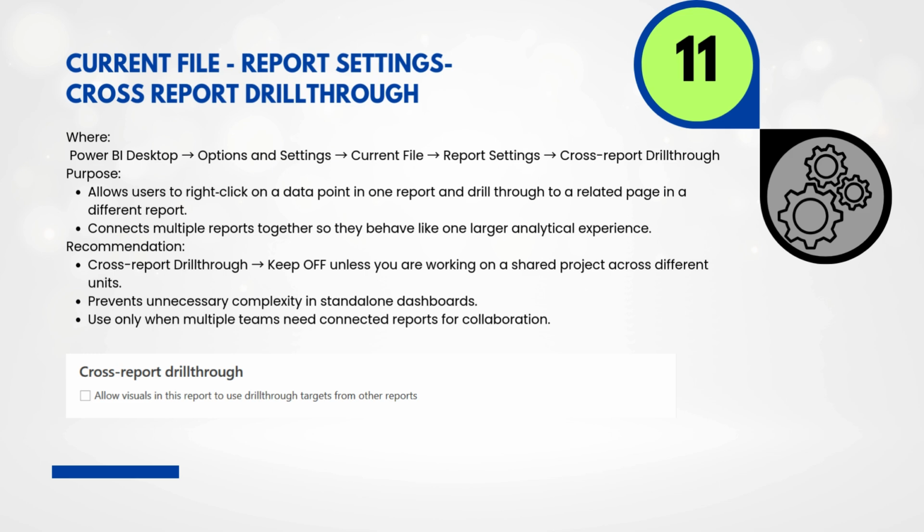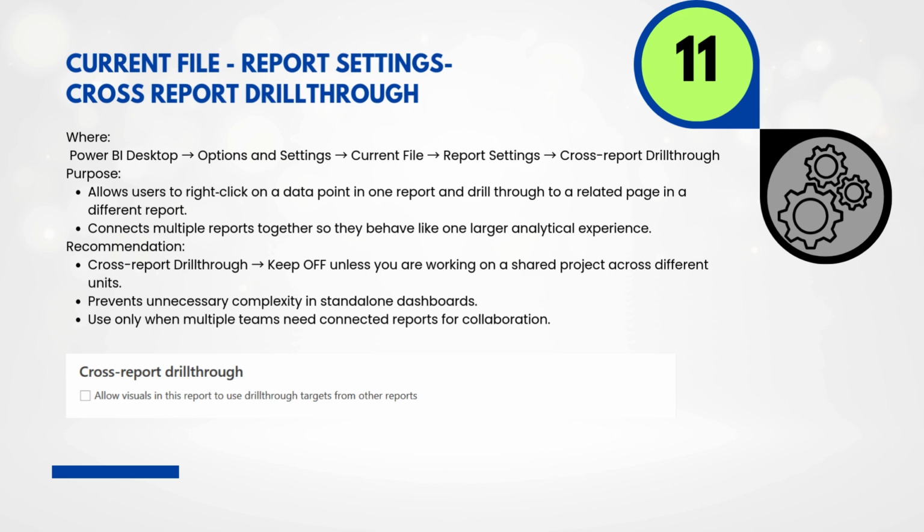You will find this option under Options and Settings, Current File, Report Settings, Cross-Report Read-Through. It looks simple, but it can change how your reports interact with each other. Think of it like connecting multiple reports together so they behave like one larger analytical experience. For example, you have a sales overview report and a customer details report. With cross-report read-through enabled, the user can right-click on a customer in the sales report and jump straight into their detailed profile in the customer report. It feels seamless, like moving between chapters in the same book.